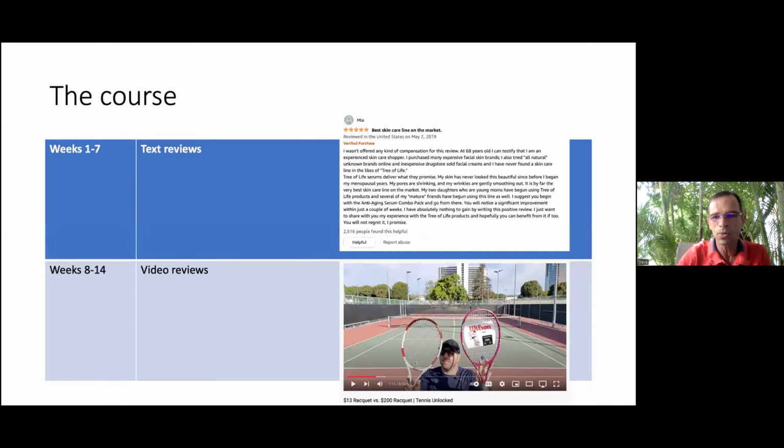We divided the course into 2 parts. The first part of the course was text reviews. So students were given opportunities to read other text reviews, and have a look at what constitutes a good text review.